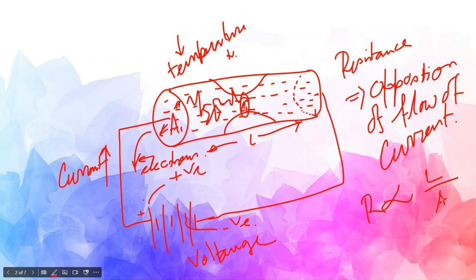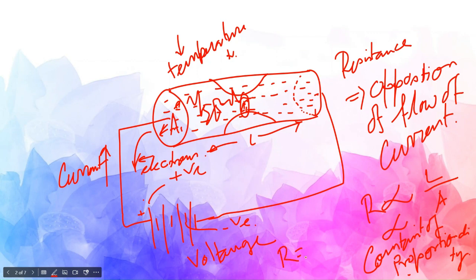As I have told you many, many times, when something is proportional to something, there is something called a constant of proportionality. Sorry for this, proportionality. So here also there will be a constant of proportionality. So R equals, that is called, rho L by A.